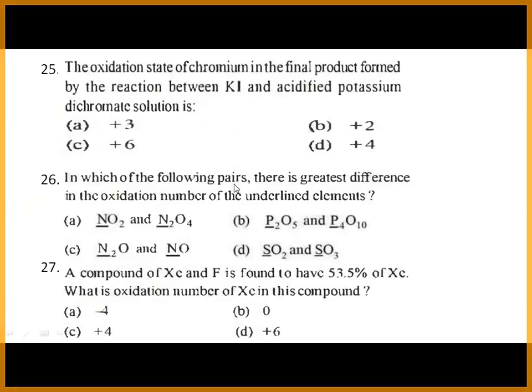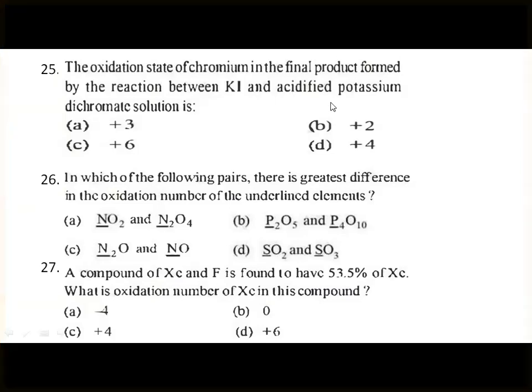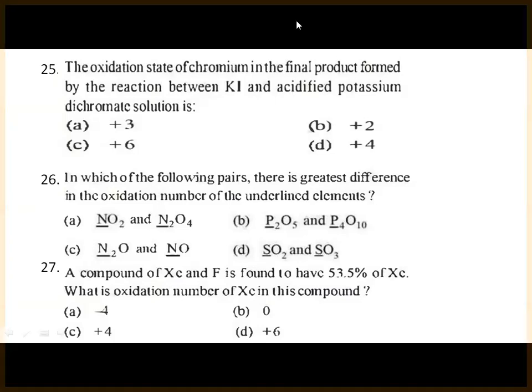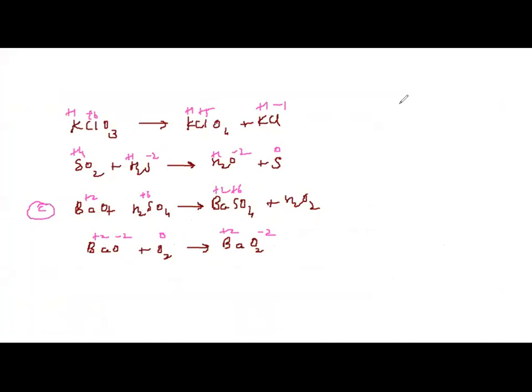Next question. The oxidation state of chromium in the final product formed by the reaction between KI and acidified potassium dichromate solution is? First write the reaction, then you can explain the oxidation state. The reaction is Cr2O7 2- dichromate ion, plus iodide ion plus H+ acidified, gives Cr3+ plus I2 plus H2O. So what they have asked is the oxidation state of chromium. Do it out here.